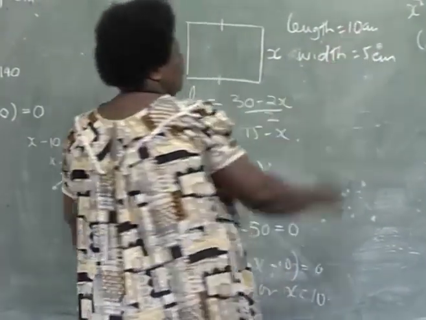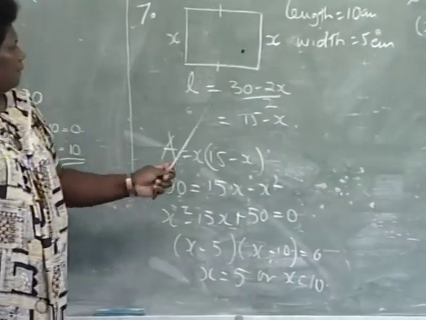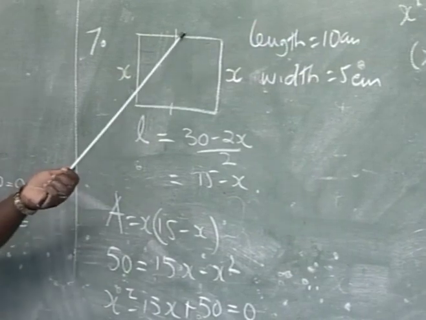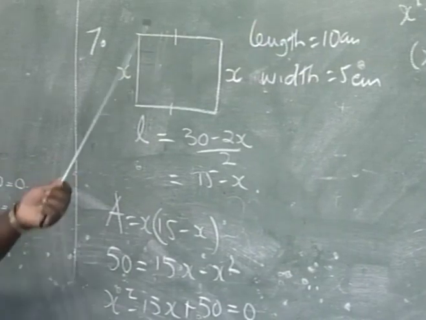Okay, 10 times 5 will give me 50, which is the area. 5 plus 5 is 10. And then 10 plus 10 is 20. That's a perimeter of 30.